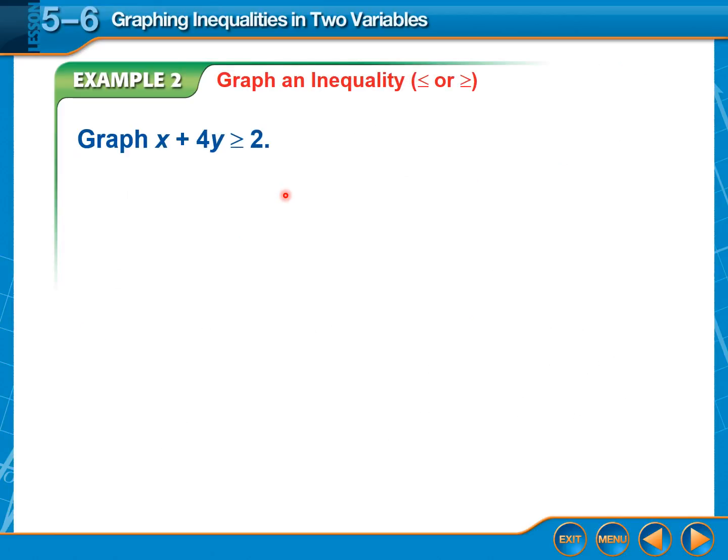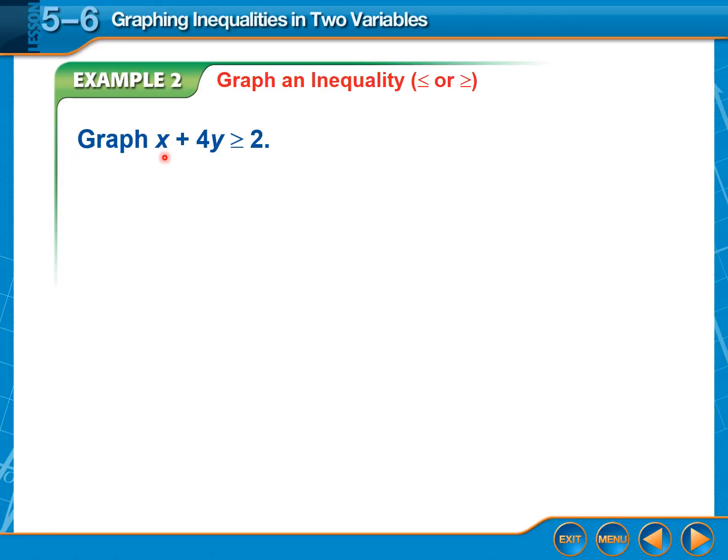All right, now we're going to do the same thing, but we're going to be graphing greater than or equal to or less than or equal to. So our process is the same. The only difference here is that our inequality is now or equal to, and that just changes my boundary line from a dotted line to a solid line.